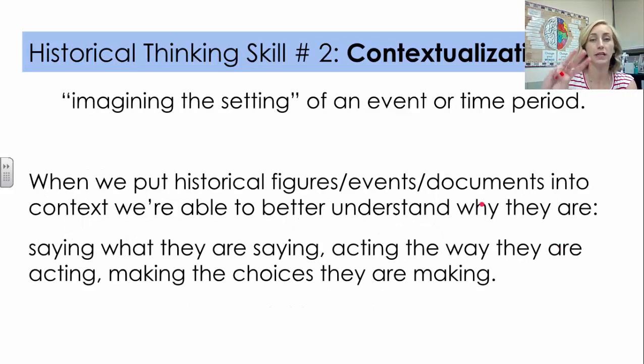So this would actually be historical thinking skill number 3, contextualization. So think of context. Context being what's going on around you. So when it comes to a source in history, you're imagining the setting of an event or time period. So when we put historical figures, events, and documents into context, what's going on at the time that it was created, we're able to better understand why they are saying what they're saying, why they're acting the way they're acting, and why they're making the choices they are making. Because we understand what's going on around them, we understand those motivators.